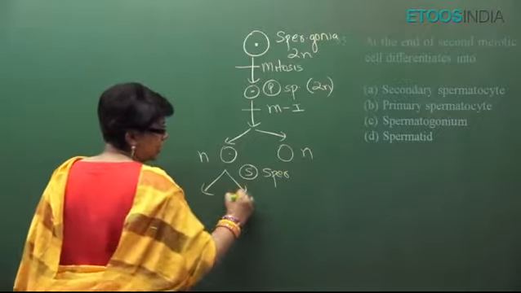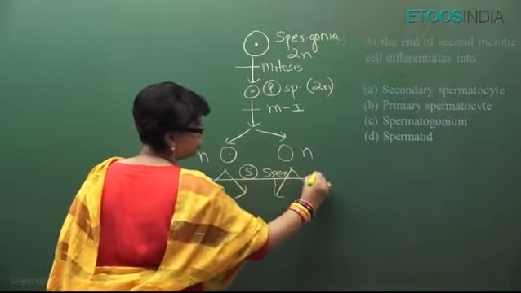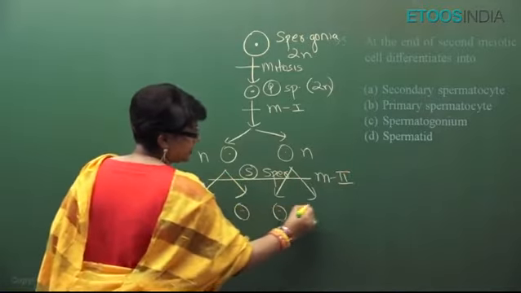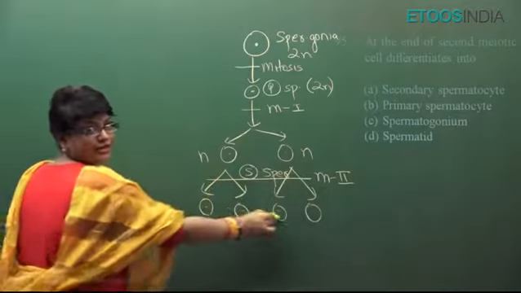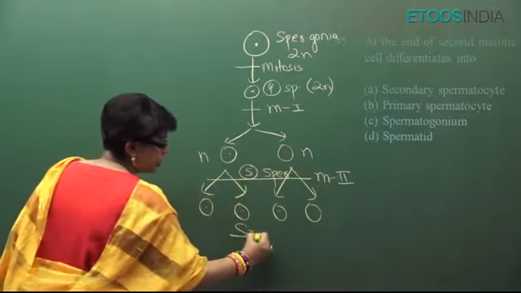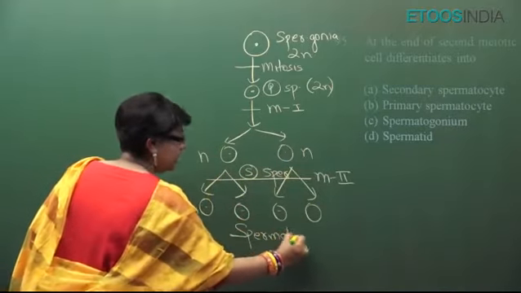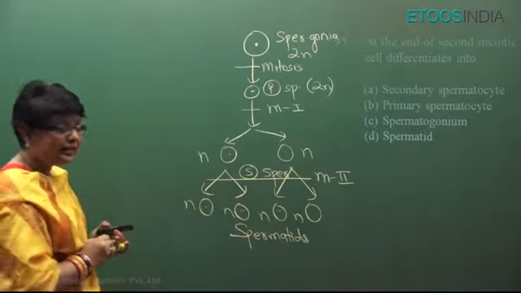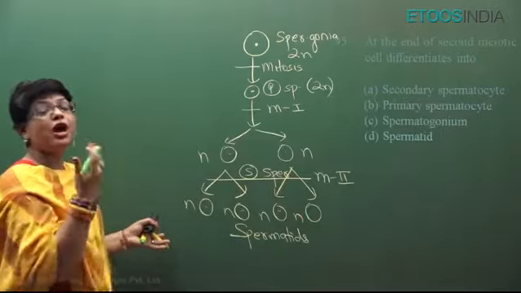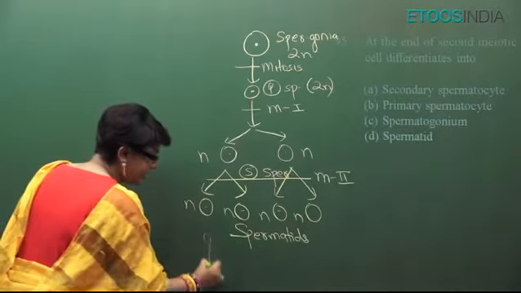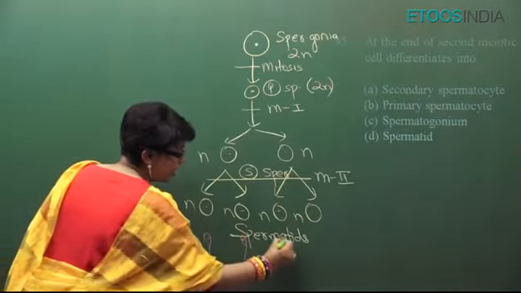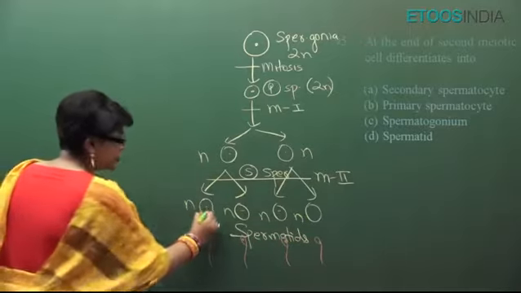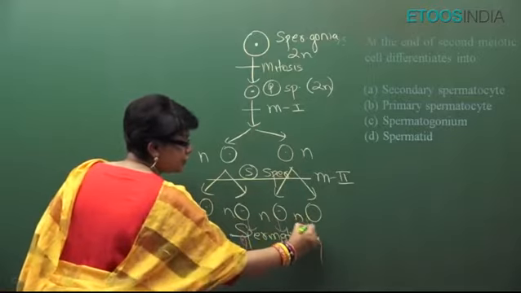Then these two undergo meiosis 2. They will again form 2 daughter cells each. So in total, from 1, 4 daughter cells are produced. These 4 are called spermatids. They will also all be haploid. And then there is no division. There is transformation of spermatids into spermatozoa. How that happens, we have discussed. So sperm or spermatozoa is formed by transformation of spermatids.